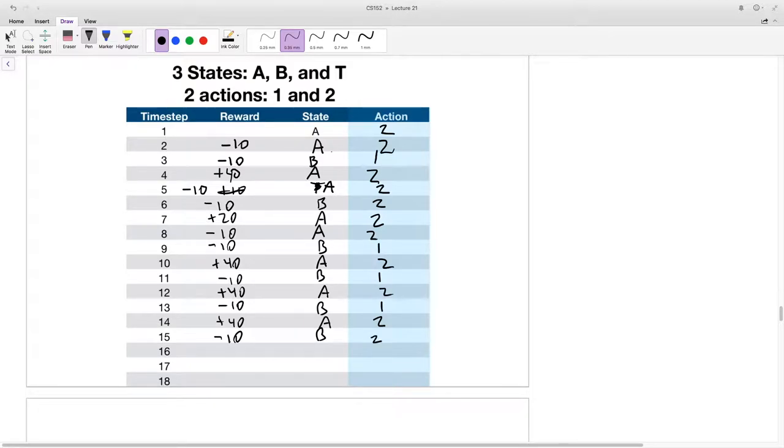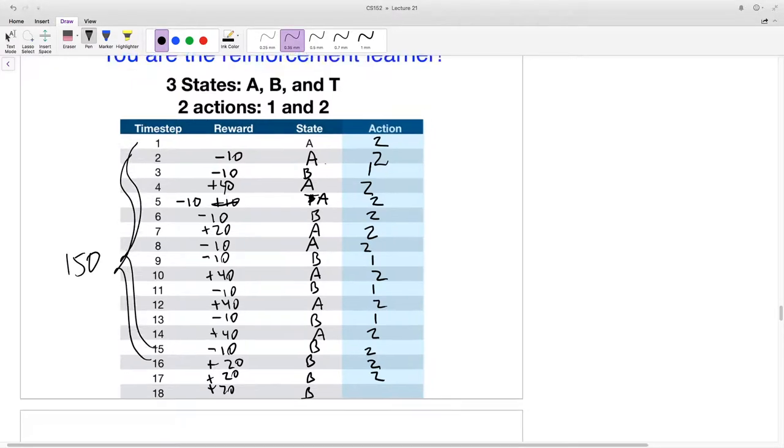Two. Plus 20 in state B. One or two? Plus 20 in state B. Plus 20 and state B. So we're total, because we're done here, we ran out of time: minus 20, 20, 0, 20, 0, 40, 30, 70, 60, 100, 90, 110, 130, 150.